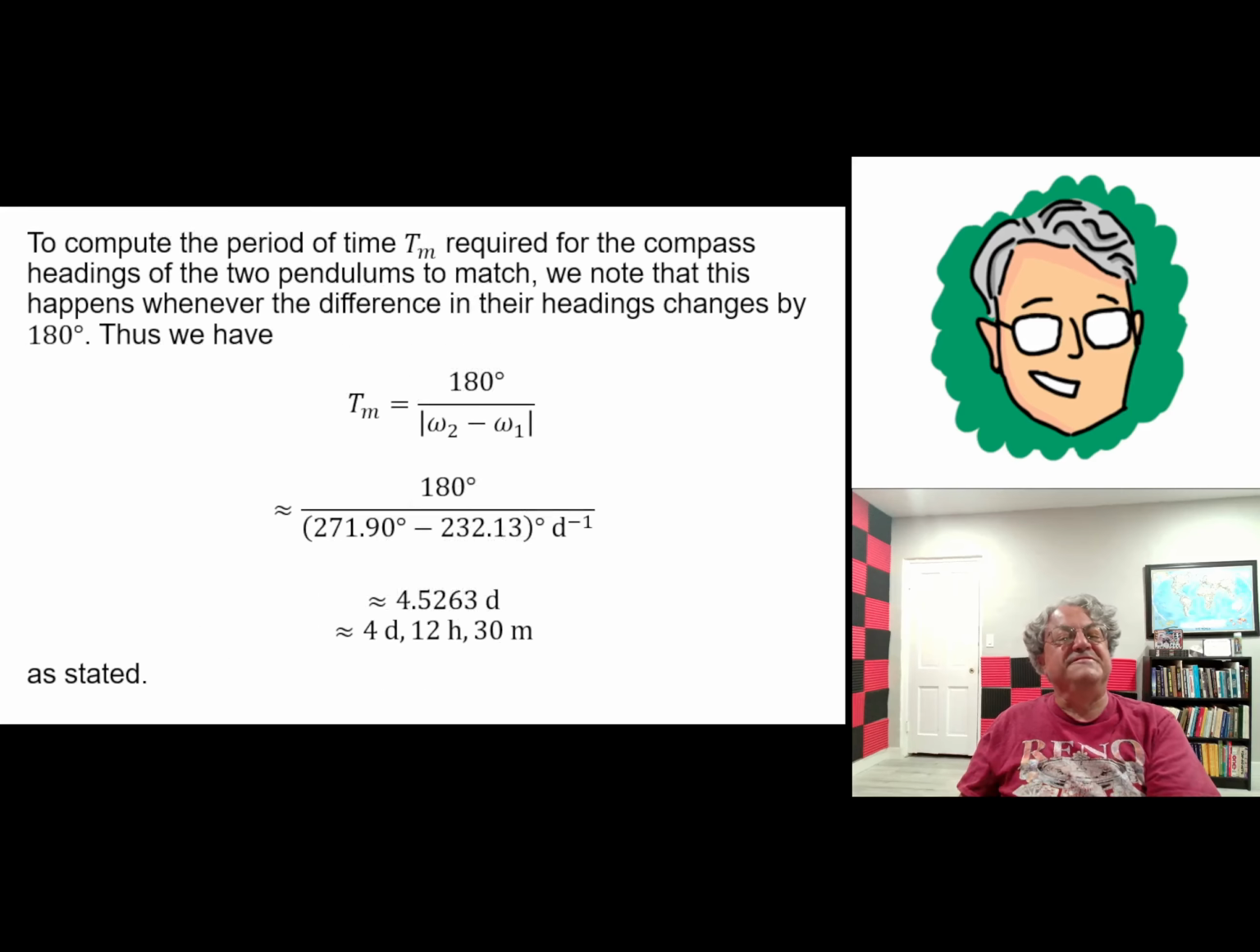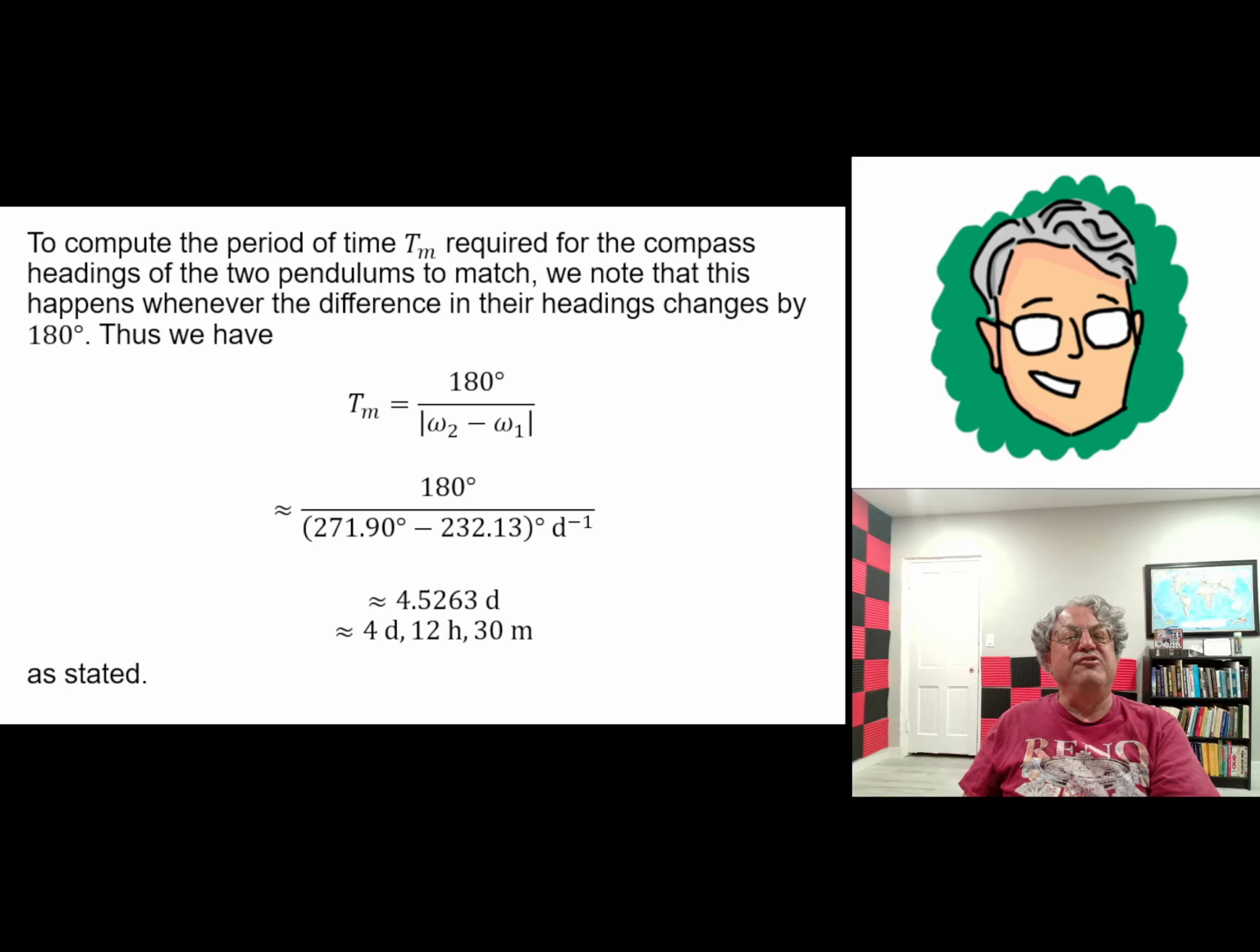And what we really care about is the difference, because for the problem I asked in August, I was asking how long it takes before the rotation planes match up again. Well, the way you do that is you divide 180 degrees by the difference in the rates, because the difference in the rates tells you how quickly the difference in the angle is changing, and the time it takes for the difference in the angle to change 180 degrees is just 180 degrees divided by the difference in the rates.